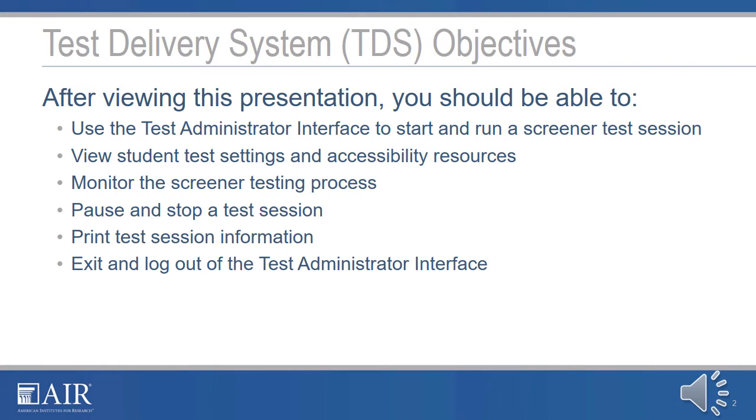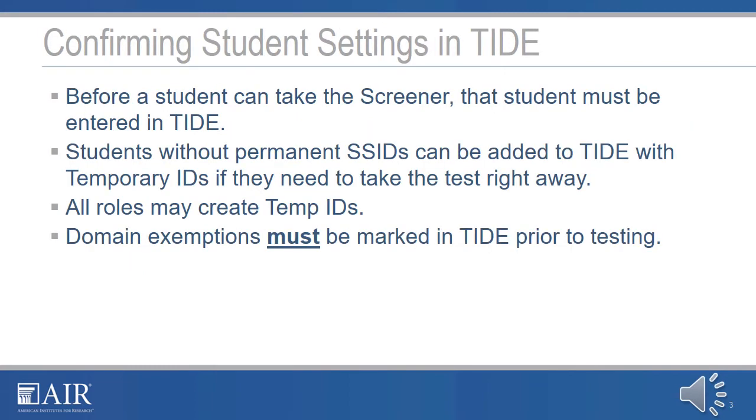Students must use the secure browser to take the screener online. This slide has been updated with Oregon-specific information. All students taking the screener must be added to TIDE in advance of being administered the screener. If your student is already listed with an SSID in TIDE, then they are ready to take the screener. Otherwise, they must be added.